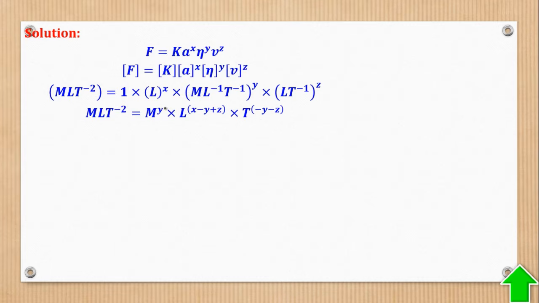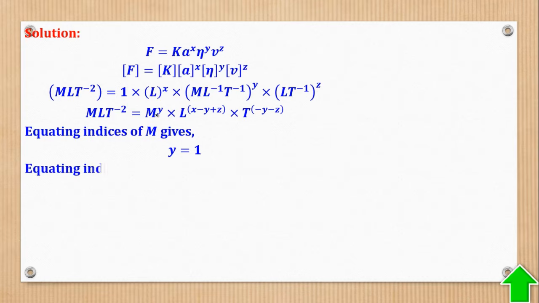So we said you equate the indices of the fundamental dimensions. For M, we can equate: here there is M to the power 1, here there is M to the power y, meaning the indices are 1 equal to y, therefore y is equal to 1. Then when we come to T, here there is negative 2 and here there is negative y minus z. So you can equate negative 2 to negative y minus z. And we know the value of y, so substitute and get the value of z.